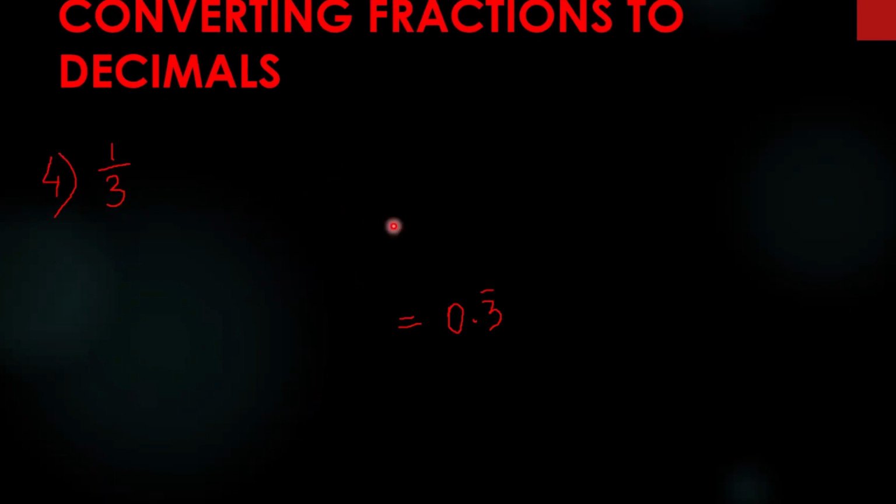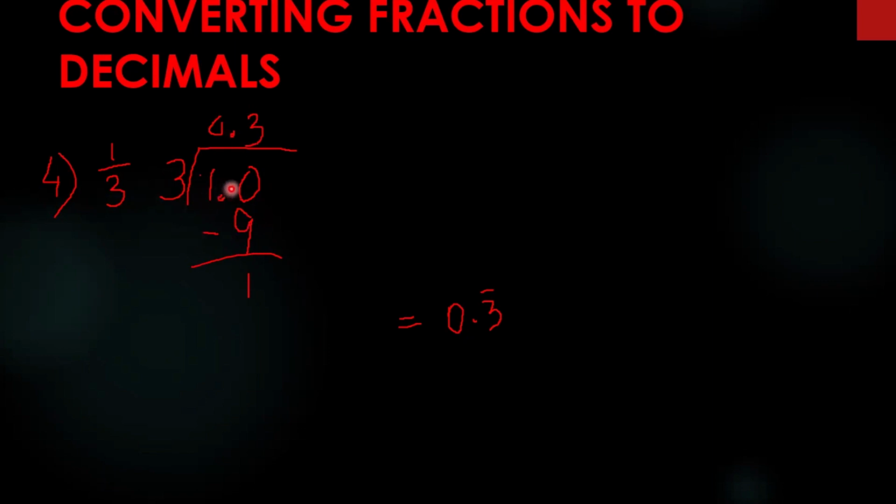Another example that we have here is 1/3. We divide it the same way we have been doing. We can't divide 1 by 3, so we introduce our decimal point. How many times can we get 3 from 10? That's 3. 3 times 3 is 9. So we multiply 3 by 3, 9, and we put it here. We subtract 9 from 10. We get a remainder of 1.